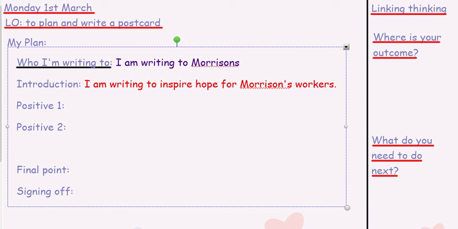Okay, so let's have a look back at mine to get some ideas. Again, I will write these up into full sentences when it comes to my first draft, and you'll see how I do that later.